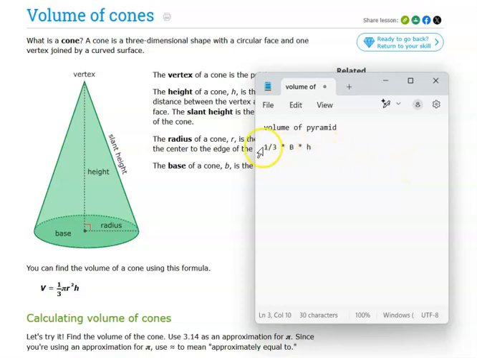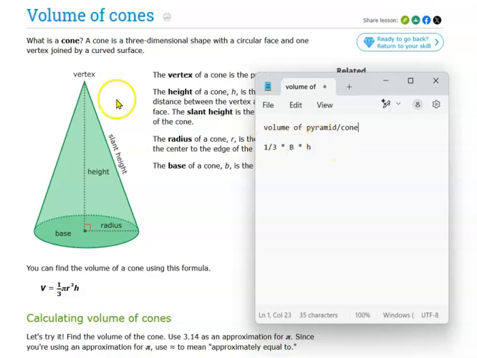which I'm going to argue is the same as the volume of a pyramid. So I'm going to say volume of a pyramid or a cone. Okay, because look at this, the pi r squared, that's just the area of the base, and that's what we have for our formula of a pyramid. We have that capital B. Capital B means the area of the base.